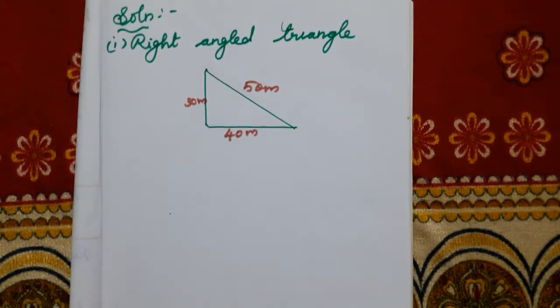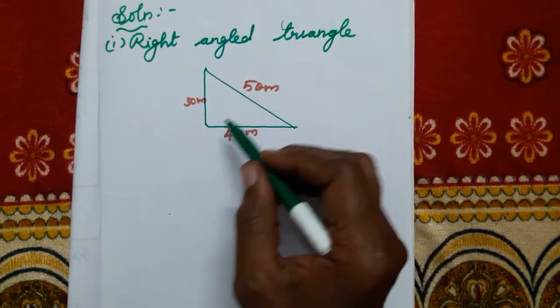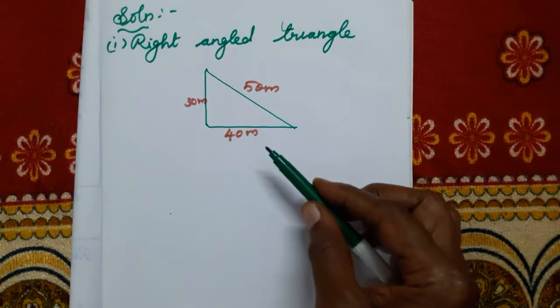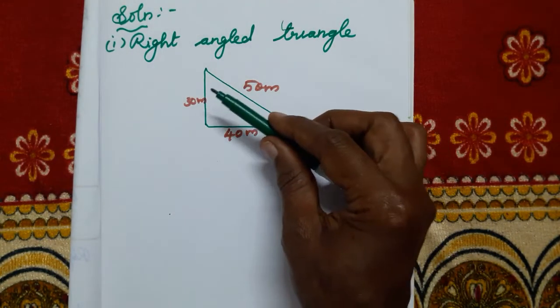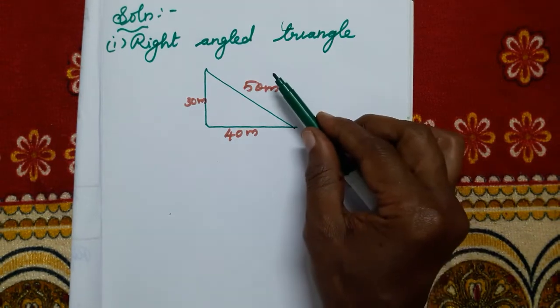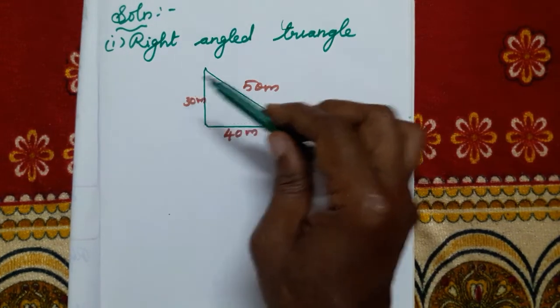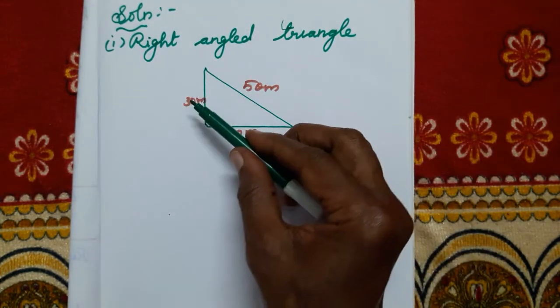First we can take the right angle triangle plot. Here, what is the measurement? 30 meter, 40 meter, 50 meter. You know that the hypotenuse is the longest distance, isn't it? So 50 meter is the hypotenuse.